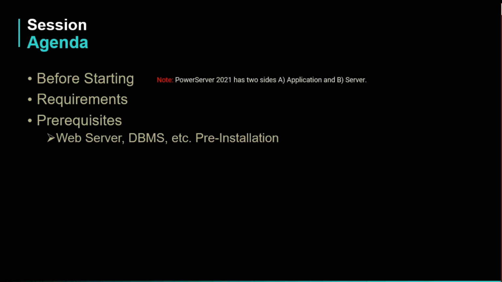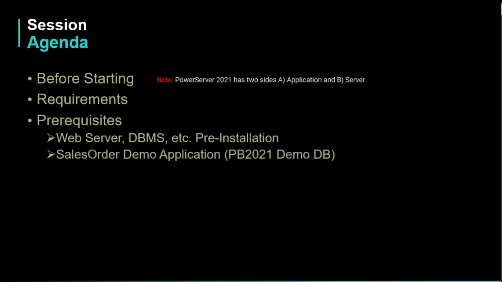And we also have to consider the database management system that you're using and what other pre-installation requirements you may have for PowerServer itself. I recommend wholeheartedly that you download and install the sales order demo application. You'll see it there in the PowerBuilder Installer when you bring down PowerBuilder and PowerServer 2021. It comes with a demo database, which can be installed in various database management systems. But this is a great way to verify your installation after you've actually configured your development environment.